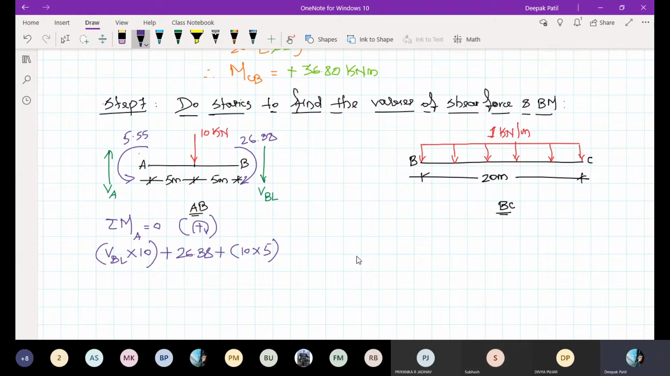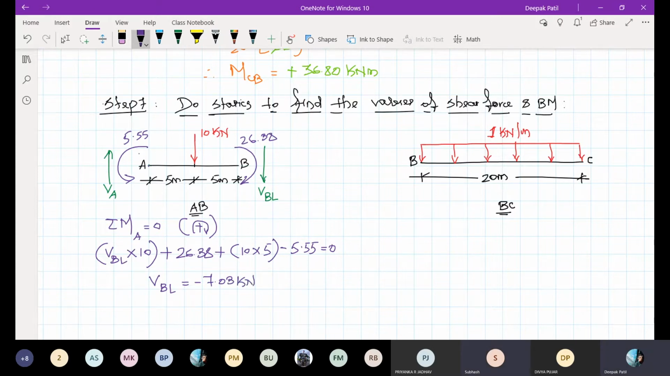What about VA? VA you should take or not? No, VA you should not take. That is 0. So what about 5.5, plus or minus? Minus, because it is an anti-clockwise moment, equal to 0. No other force is there. So the only unknown is VBL, which you can easily find out. VBL is coming out to be minus 7.03 kilonewtons.